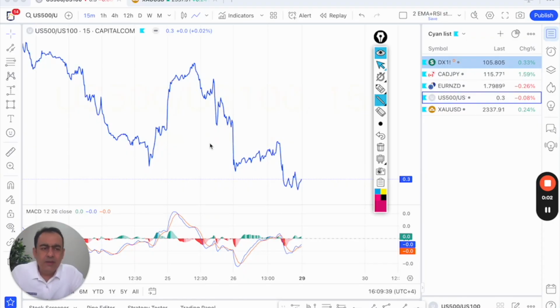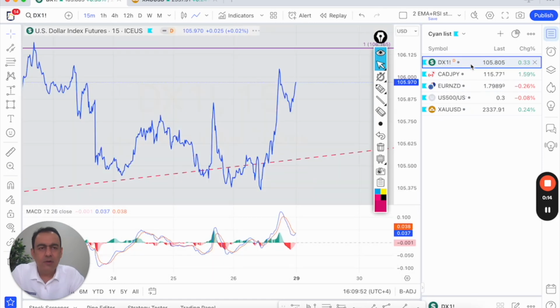So here we begin the weekly analysis, and I'm going to start this time with dollar index, as we have most important announcements related to US dollar coming from the US market, which may directly impact dollar in the coming days. So let's have a look at the dollar's chart.